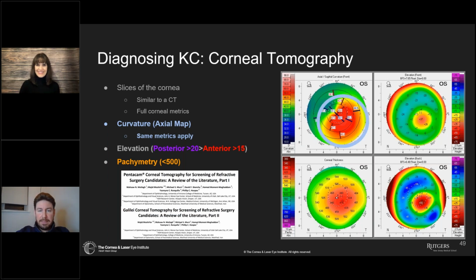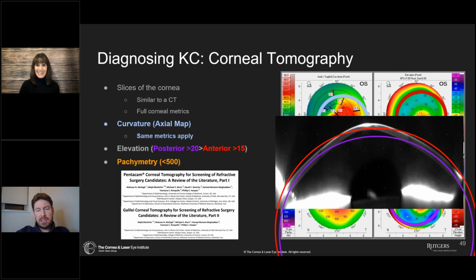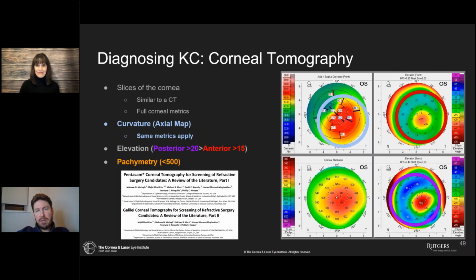Yes, very much so. There are a lot of animations here. We're going to flip through them pretty quick, but you can see the best fit spheres here and the cornea popping through the best fit spheres that give you those islands.